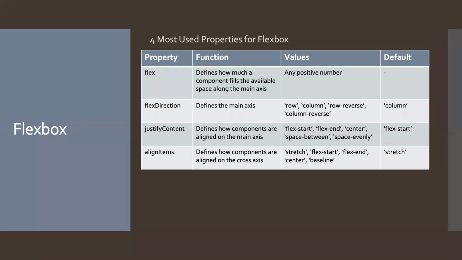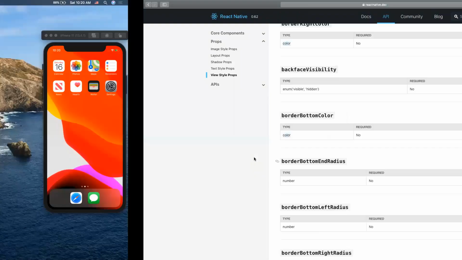Justify content says how the components are aligned on the main axis. So for instance, if your flex direction is row, the main axis is along the x-axis, and justify content will apply to the x-axis of the Flexbox. And align items defines how the components are aligned on the cross-axis. So for instance, if your flex direction is row, then align items will apply to the y-axis. Right. Okay. So very quickly, I'll do a very fast demo on this Flexbox concept.